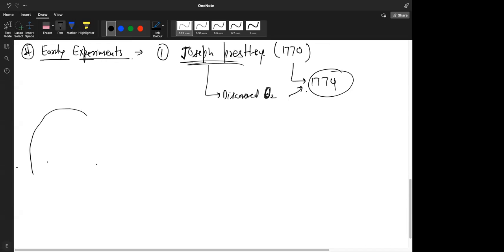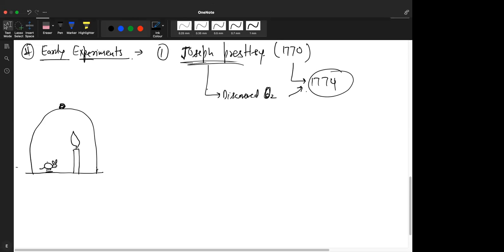So he took a glass bell-shaped jar, and inside he put a candle and burnt it. So now this glass jar is kind of a microelement, and he put a mouse. Sir, your voice is still cracking. Isn't it still cracking, everyone? Yes, sir. It's lagging. Let me, one second.